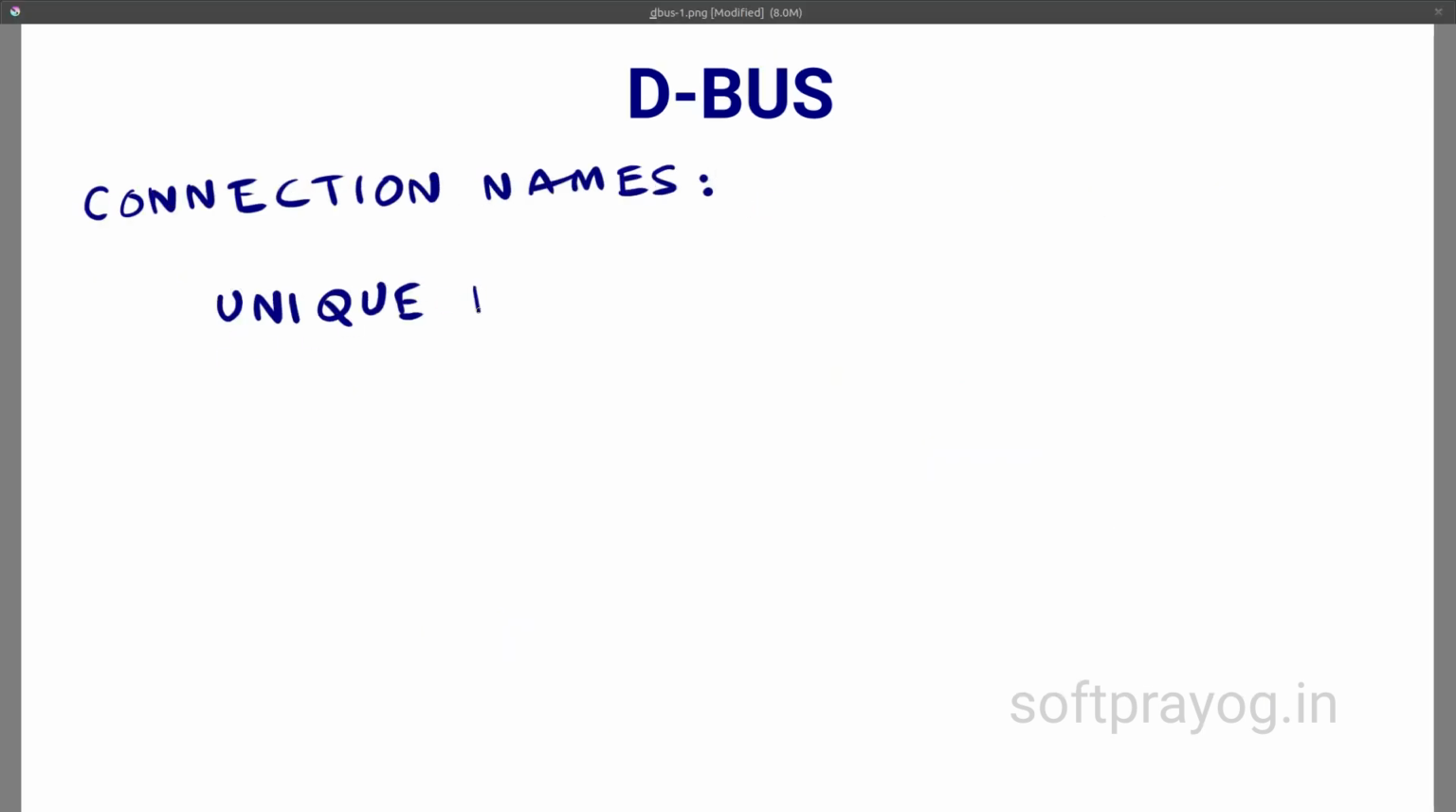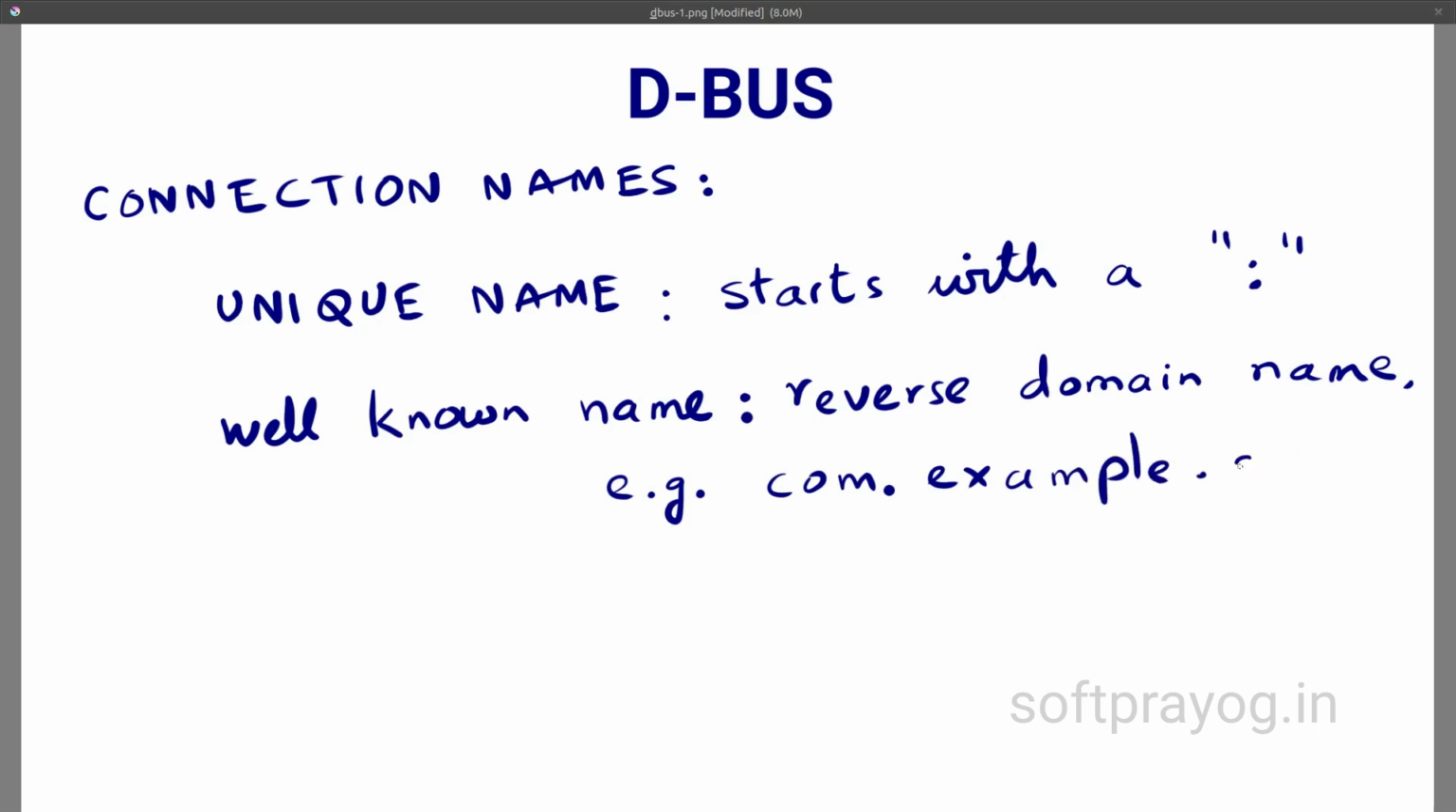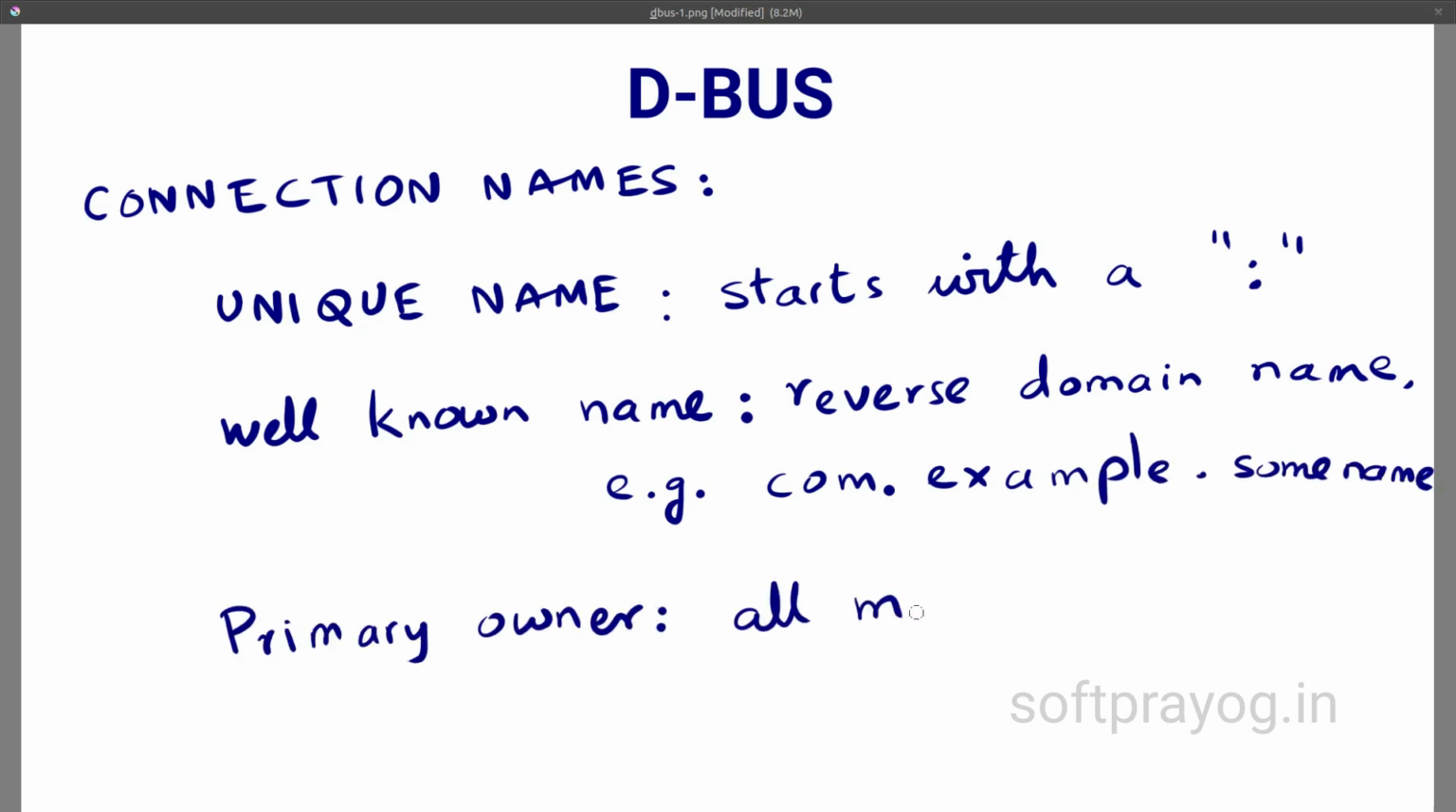Now we look at some basic concepts regarding D-Bus. When a process connects with a dbus-daemon, it gets a unique name. The unique name starts with the colon character. A process may also ask the dbus-daemon to assign a well-known name to its connection. The well-known name is of the form of a reverse domain name like com.example.somename.